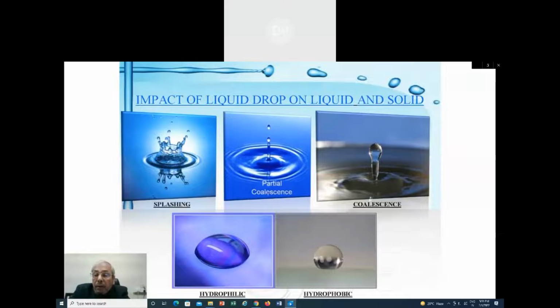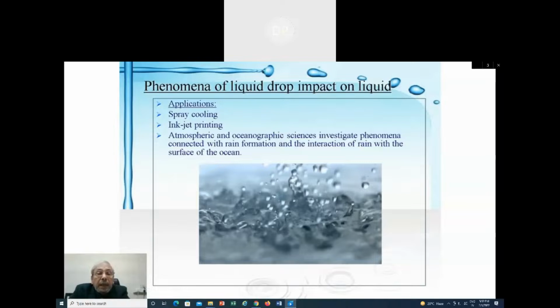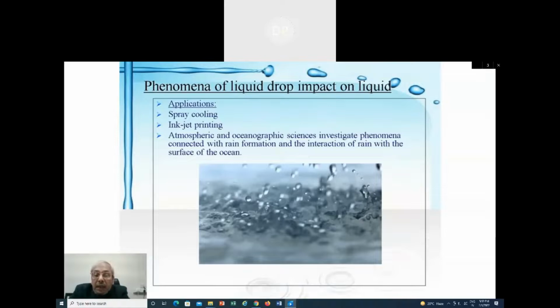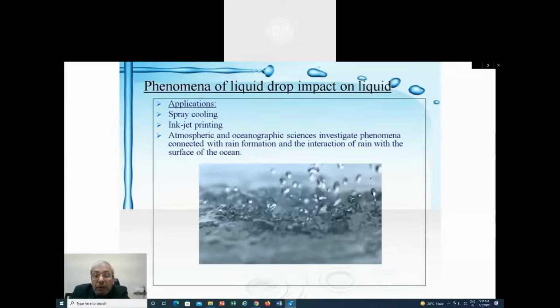When the liquid drop falls on a solid surface, then sessile drops are formed, and depending on the character of the surface, whether it is hydrophobic or hydrophilic, the drop takes a shape. Typical applications of such studies are in spray cooling, inkjet printing, and atmospheric and oceanographic sciences, which investigate rain formation and the interaction of raindrops with the surface of the ocean, which is a very important controlling parameter of the environment.